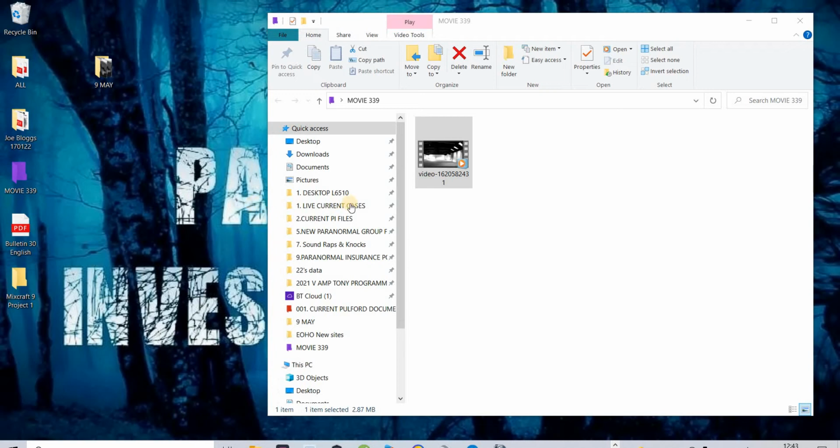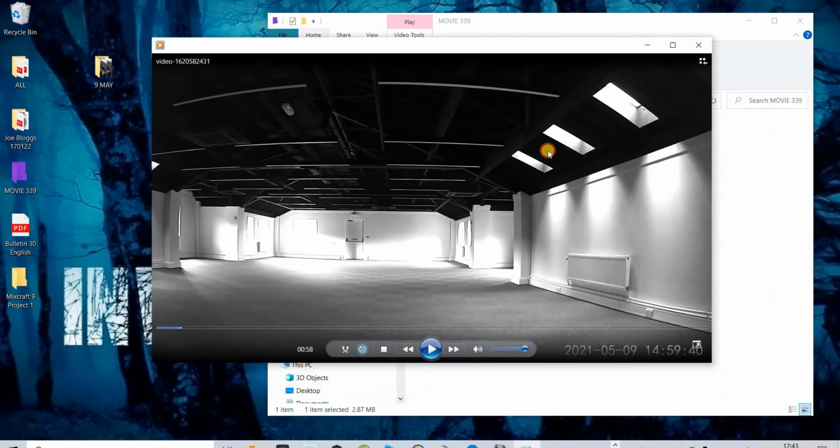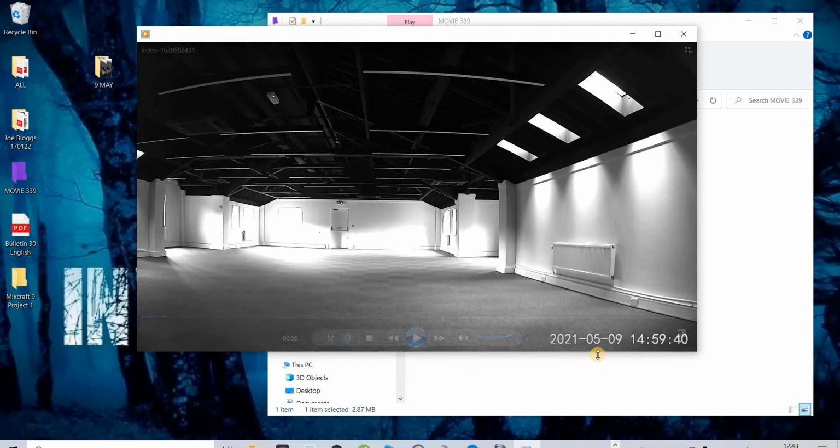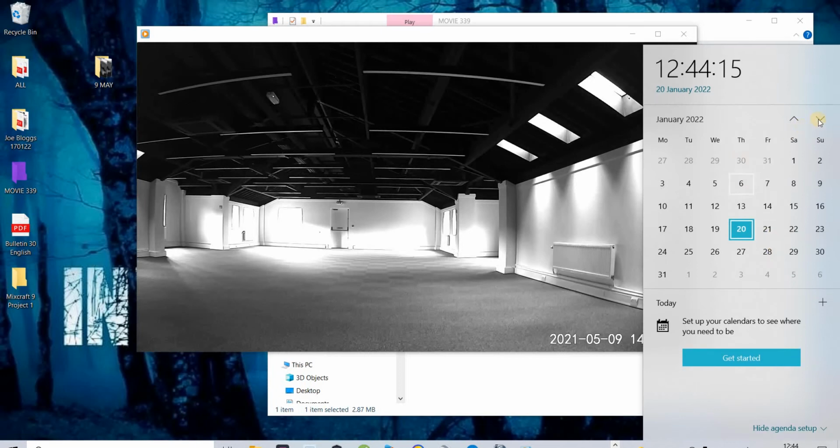Today's date is the 20th of January 2022, and today we're looking at movie 339, which is from a date of the 9th of May 2021. Slowly but surely, I'm catching up with the evidence at this particular building, and it's around about 3 o'clock in the afternoon. So it's the 9th of May. It's a Sunday, a Sunday afternoon.